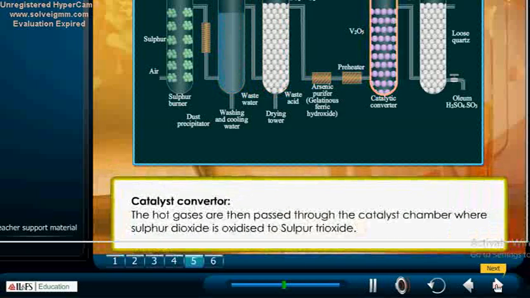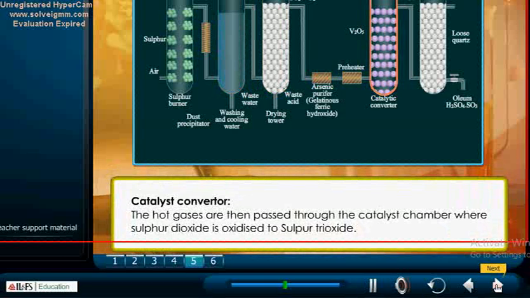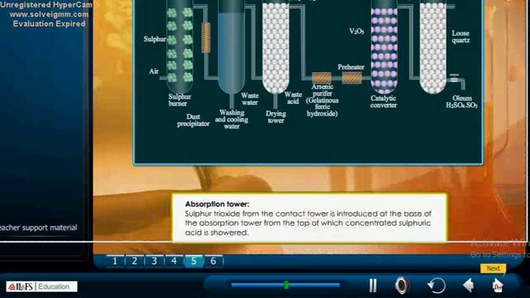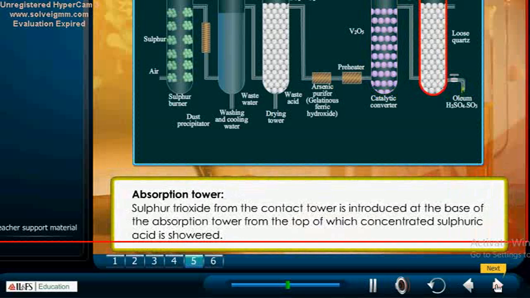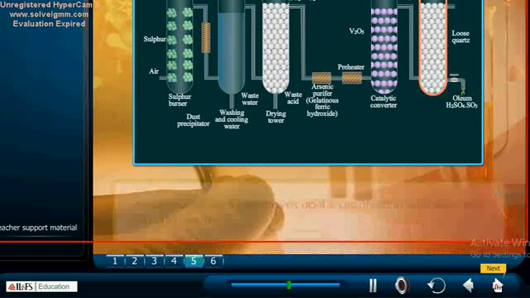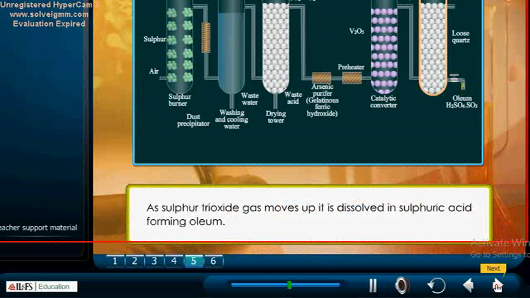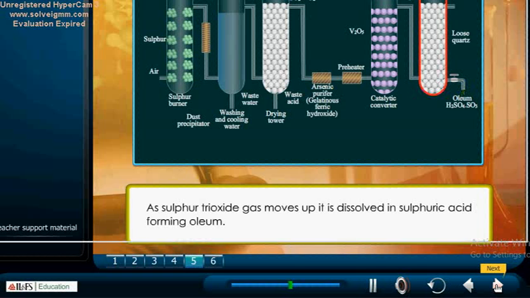Catalyst converter. The hot gases are then passed through the catalyst chamber where sulfur dioxide is oxidized to sulfur trioxide. Absorption tower. Sulfur trioxide from the contact tower is introduced at the base of the absorption tower, from the top of which concentrated sulfuric acid is showered. As sulfur trioxide gas moves up, it is dissolved in sulfuric acid, forming oleum.